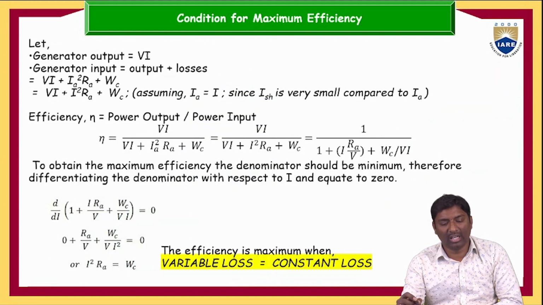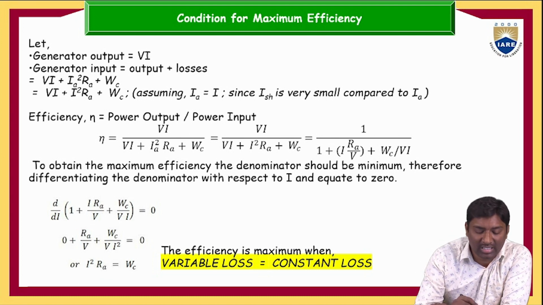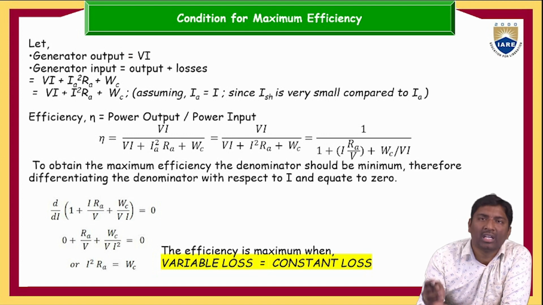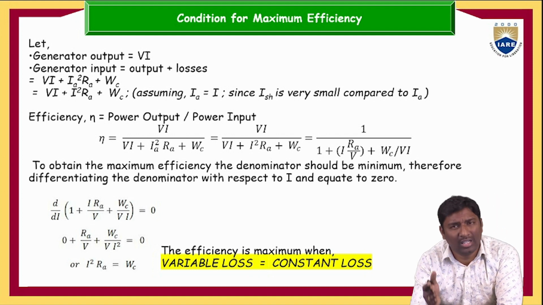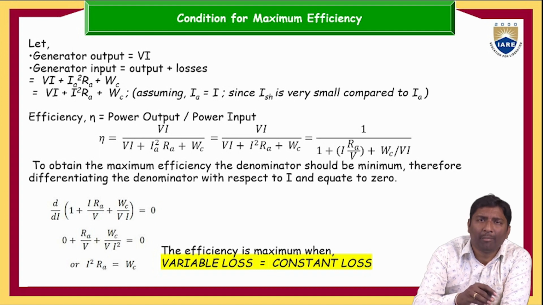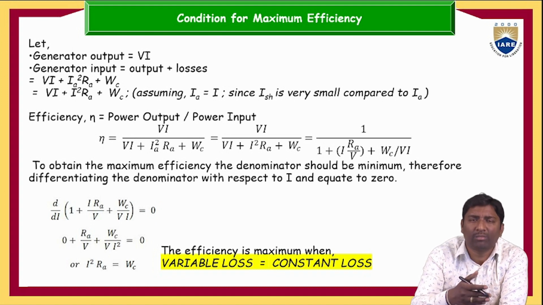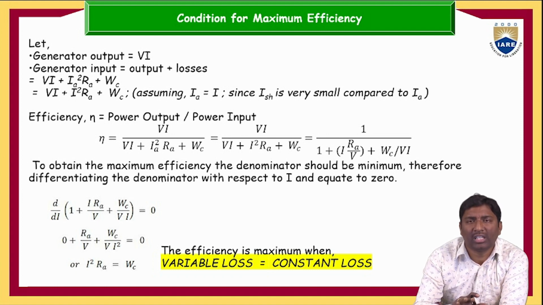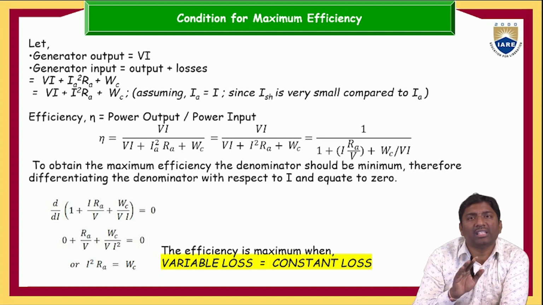So that is the condition for maximum efficiency here. This is the condition for maximum efficiency for the DC machine, which means the condition holds for the DC generator as well as the DC motor. So I am taking either the DC generator efficiency equation, or you can take it from the motor efficiency equation. Whichever you take, you will get the same efficiency condition. So let us take the generator.